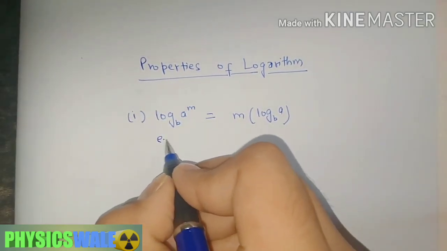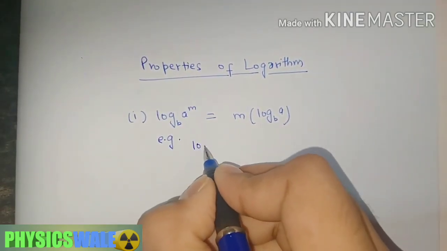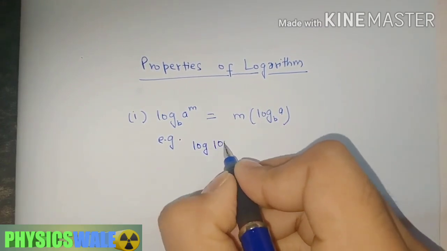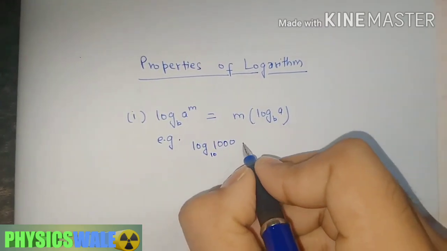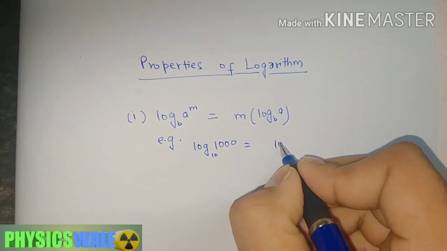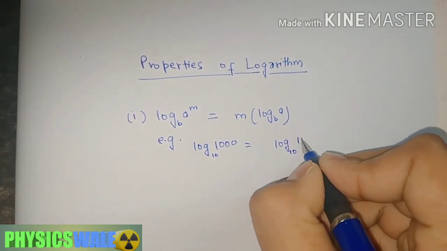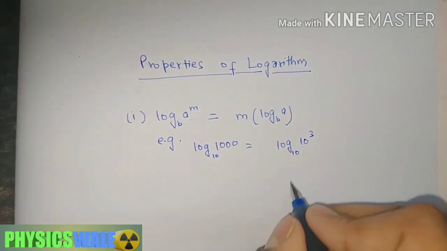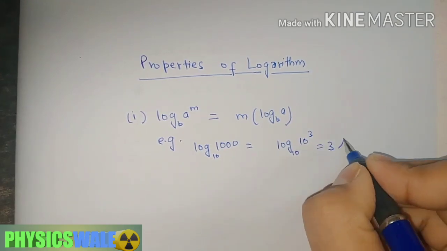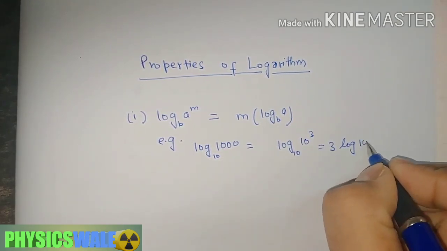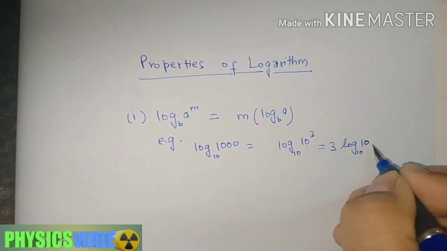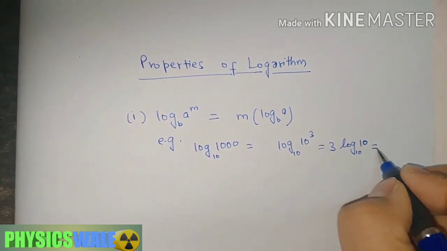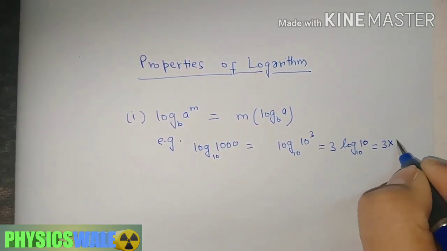For example, log of 1000 to the base 10. We can write 1000 as 10 raised to the power 3, and this 3 comes out, giving 3 times log 10 to the base 10. We know that log 10 to the base 10 is 1. So it will be 3 multiplied by 1, equal to 3.